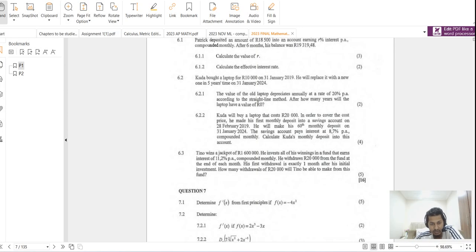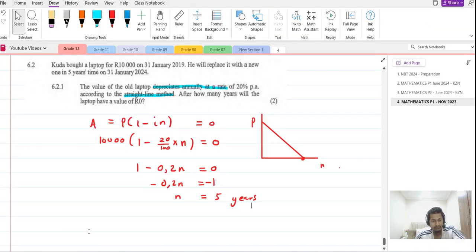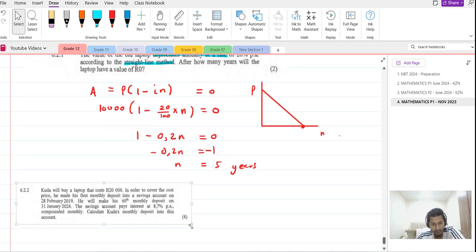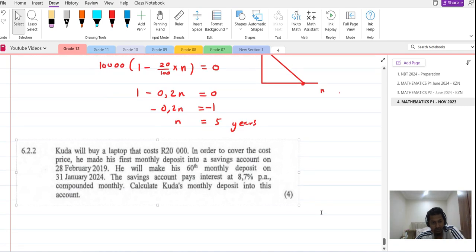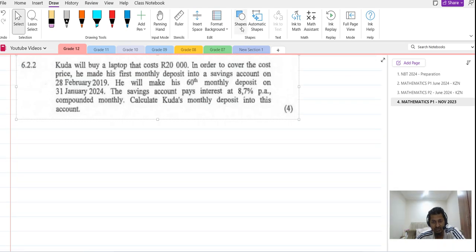6.2.2. Let's see. So Kuda will buy a laptop that costs 20,000 in order to cover the cost price. He made his first monthly deposit into a savings account on 28th February 2019, so 1 month after. He will make his 60th monthly deposit on 31st January 2024. The savings account pays interest at, so we need to draw a number line to see what's happening here. Timeline.